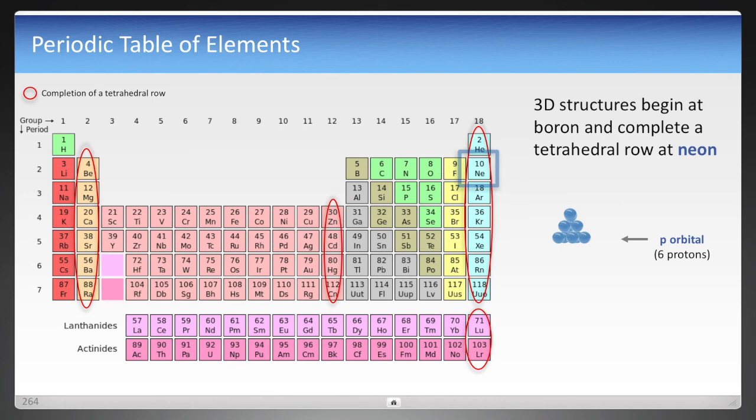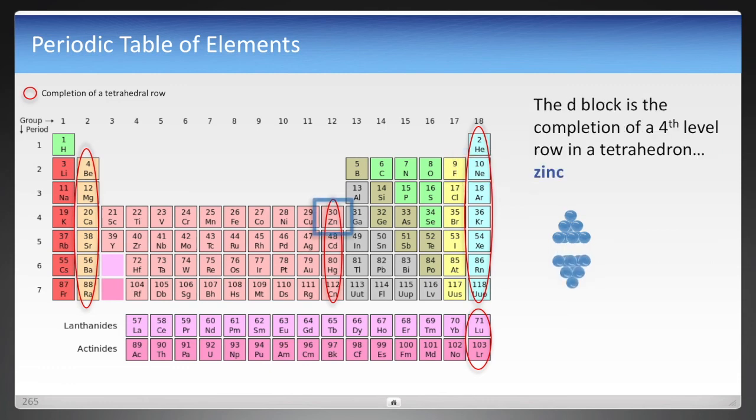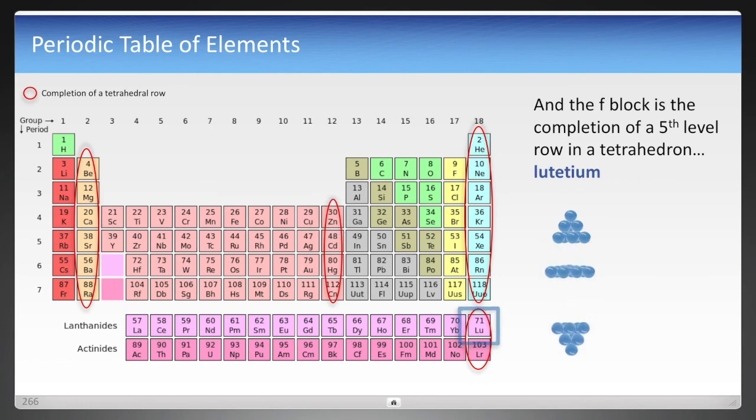And so the p orbital, or the p block here, is 6 protons. And that's a 3rd level tetrahedron. Now, adding a little bit more room, and with symmetry here, the d block has 10 protons. Well, lo and behold, that's the 4th level of a tetrahedron. And what is the f block? Well, the f block is a 5th level tetrahedron. And a 5th level tetrahedron has 15 units. And that's exactly what the f block has, 15 protons.